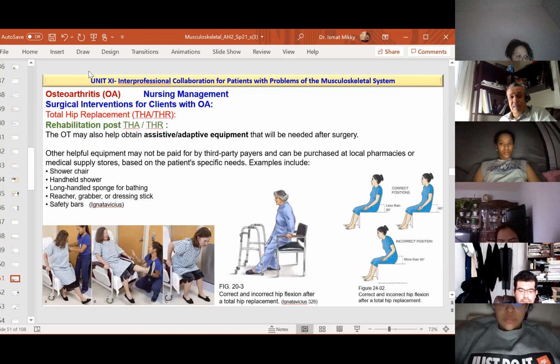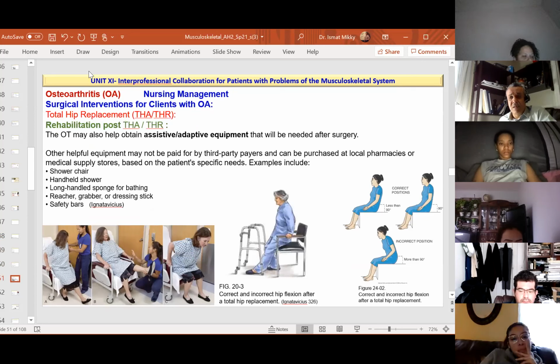So as we take a look at A, B, and C positioning, which one reflects the hip joint to have a degree more than 90, like more than 90?